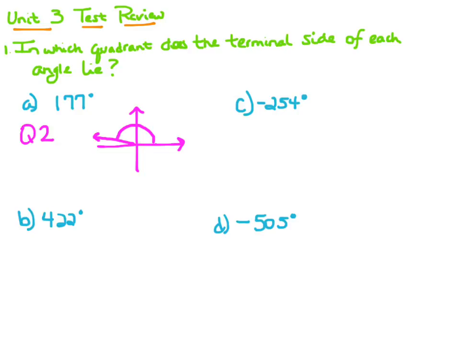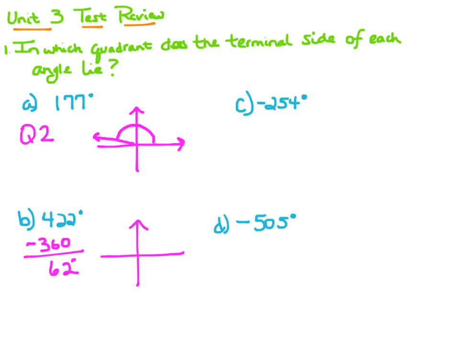Next up is 422 degrees. Now notice this angle is bigger than 360, and so the first thing I'm going to do here is subtract 360 from the angle, and if I do that, we get 62 degrees.